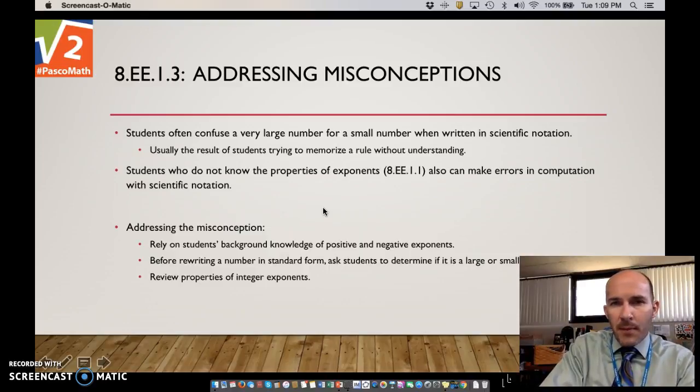Students who don't know the properties of exponents, that's another misconception, can also make errors in computing with scientific notation. So again, you might want to spiral back and make sure 8.EE.1.1, they have mastery of that standard in order to teach 8.EE.1.3 to depth.